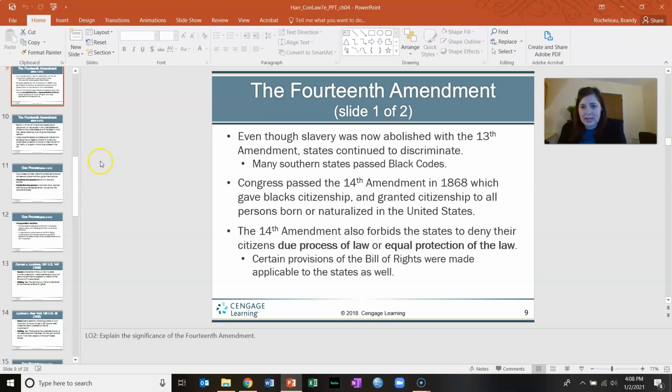So in 1868, a couple of years later, we see Congress pass the 14th Amendment. The 14th Amendment provides black men and women citizenship and grants citizenship to all persons born or naturalized in the United States. It also forbids state governments from denying their citizens due process of law or equal protection of the law. The 14th Amendment is used to incorporate provisions of the Bill of Rights to the states: excessive fines, cruel and unusual punishments, protections against search and seizure, fair trial. All of these things have been incorporated using the 14th Amendment as the vehicle.